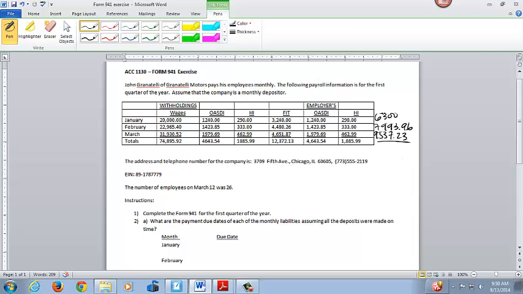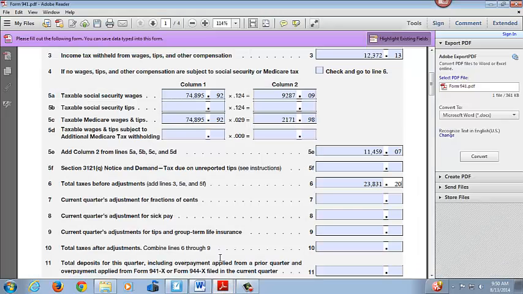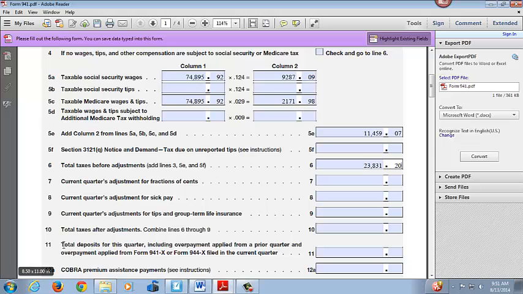That's in total what we should have deposited for the whole quarter. If we add that up, we get $23,831.19. So this is what we should have deposited. Remember that number, and go back to our Form 941: $23,831.19. We're going to come down here, and in line 11, that's what I deposited.